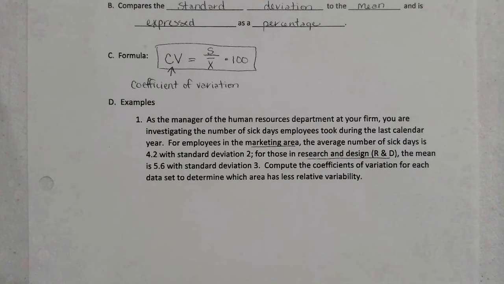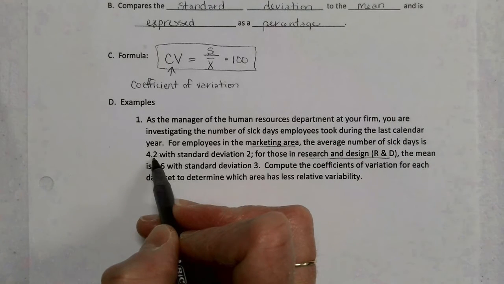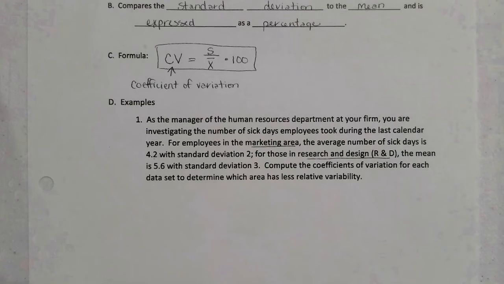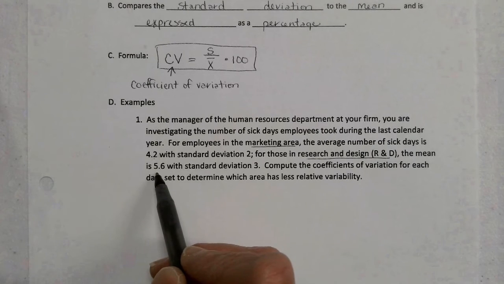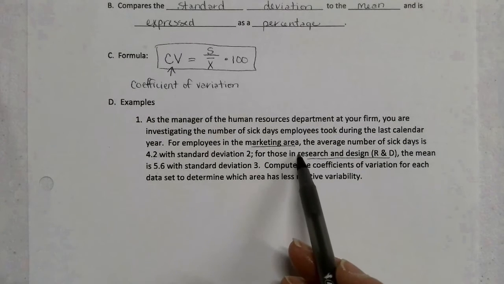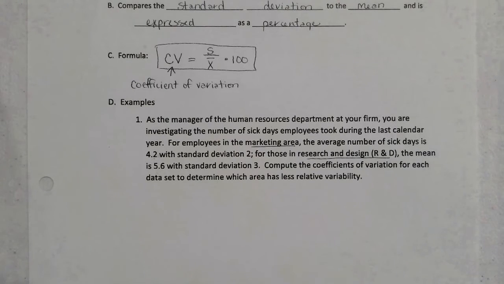So the employees in the marketing area, on average, they took 4.2 sick days. The average number of sick days is 4.2. The standard deviation was 2. So that spread on average was 2, the spread from the mean of 4.2. But in that research and design group, the mean is 4.6 and the standard deviation is 3. So it appears that those in the marketing area did better with that lower average number of sick days, but the deviation could skew that a little bit.